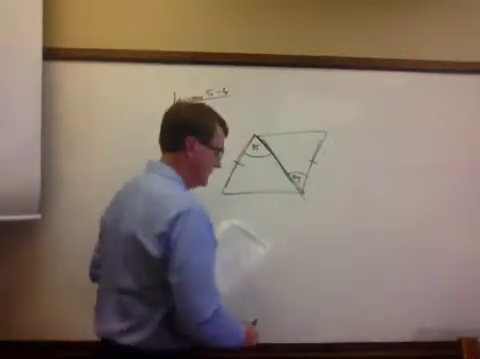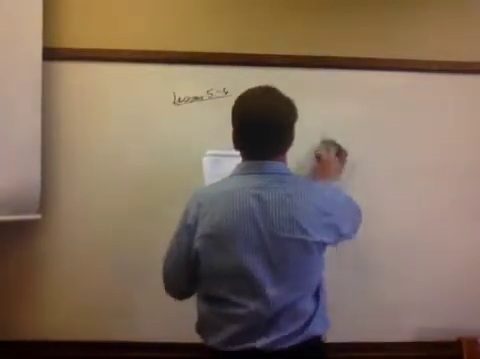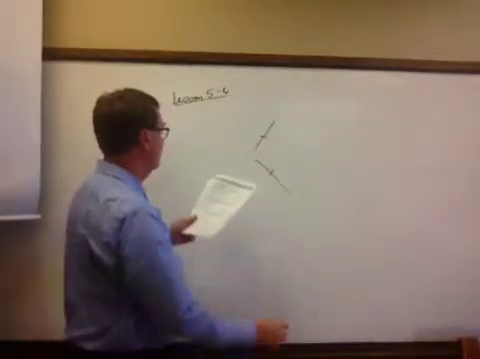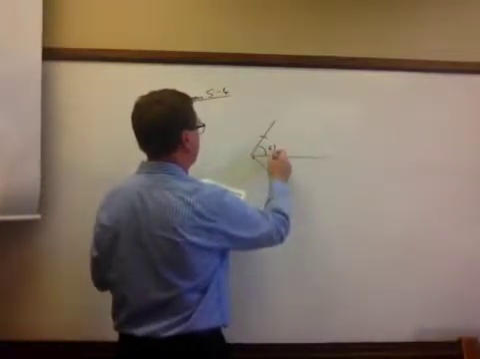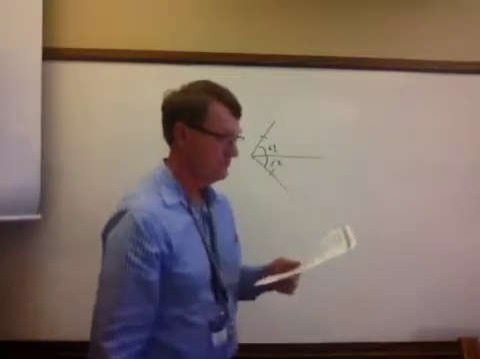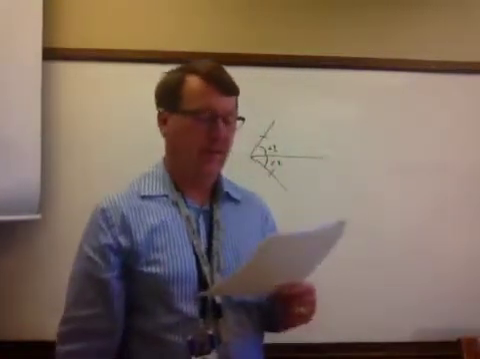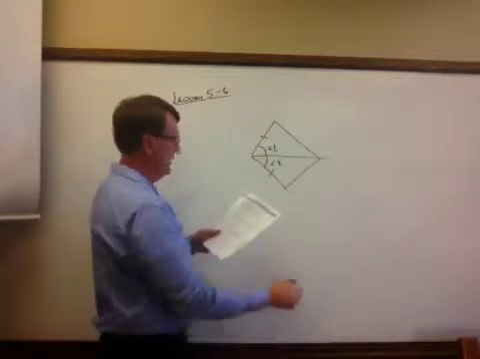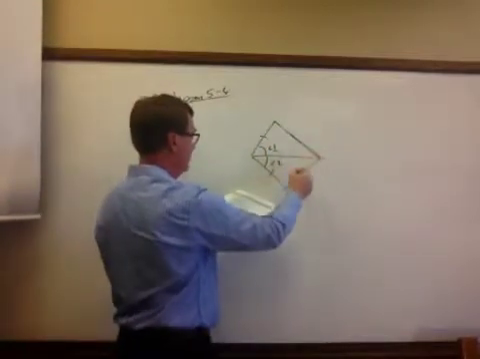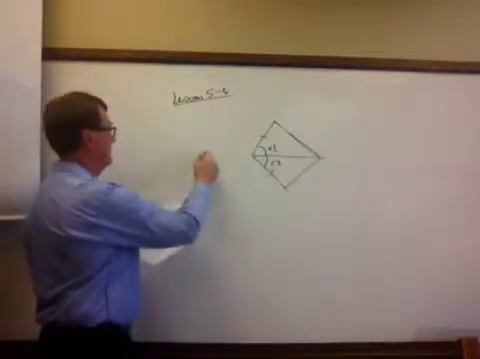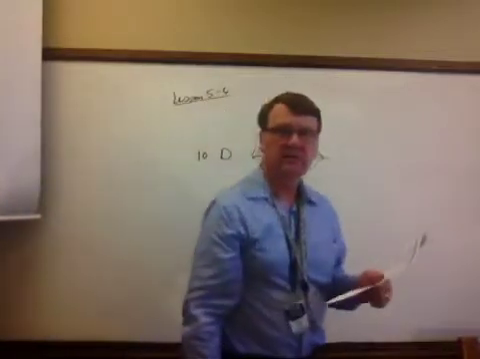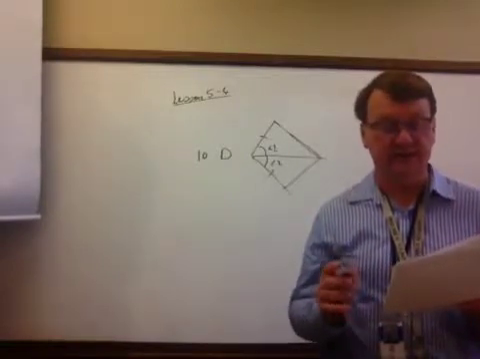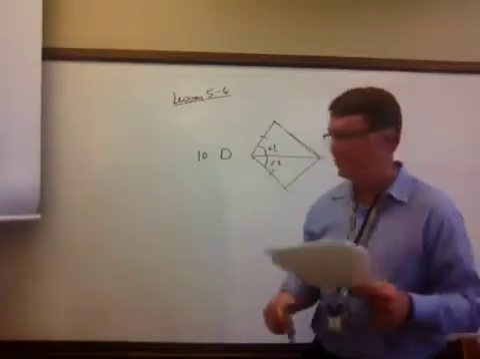AB, let me erase this. AB is equal to BC. Measure of angle 1 is bigger than measure of angle 2. Angle 1's bigger. What can you conclude? Well, if angle 1 is bigger, then A to E has to be bigger than E to C. Number 10 has to be D. How about that? Angle 1 bigger than angle 2, so A to E has to be bigger than side EC. 10 is D. We're down to 3 others.